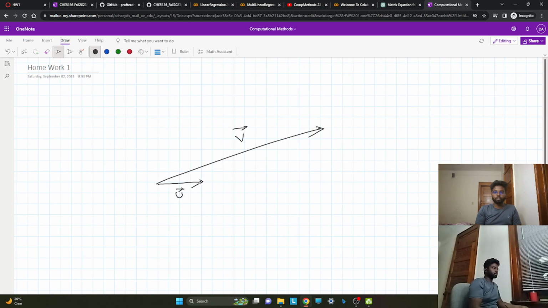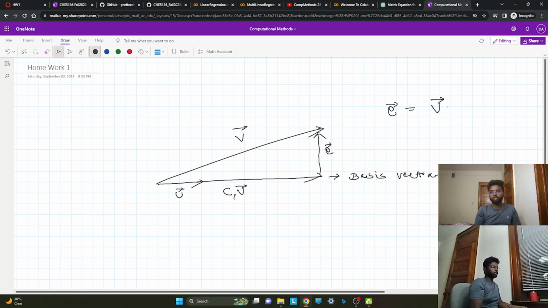If you want to make it larger, you can multiply this with a scalar quantity, which is c1. Take c1 over here and u. Now this is our basis vector. And this is the error, the difference between the main vector v and the basis vector, and it will be denoted by e bar. So e bar is defined as the difference between the v vector and the basis vector c1 u bar. Now you can see over here, this is perpendicular to the basis vector. The approximation error which we have taken is always perpendicular to the basis vector.